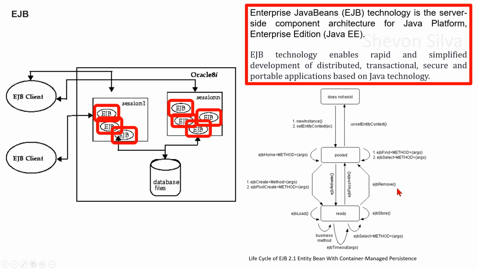ejbRemove method: the container invokes this method before it ends the life cycle of the entity bean. For an entity bean with container managed persistence, you can leave this implementation empty or use your implementation to perform any required cleanup, for example, closing external resources such as file handles.